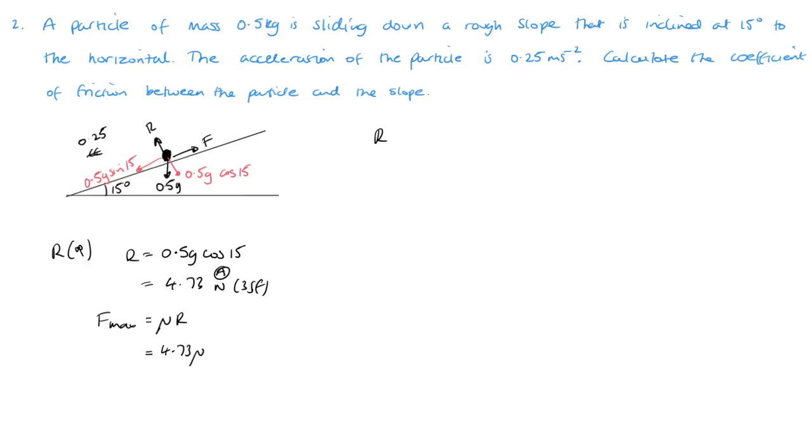Now let's resolve down the slope. So F equals MA, that's what we use on all of these. So 0.5 G sine 15 minus my F max, which is 4.73 mu, equals 0.5 times the acceleration 0.25.